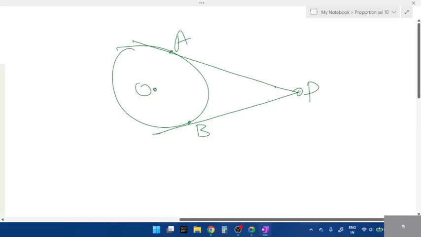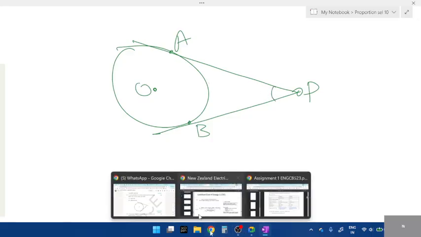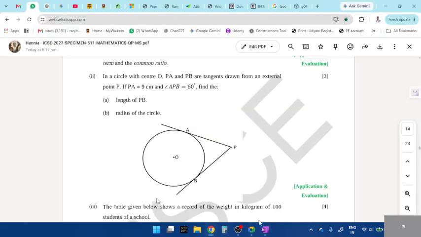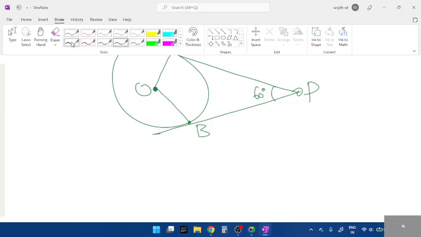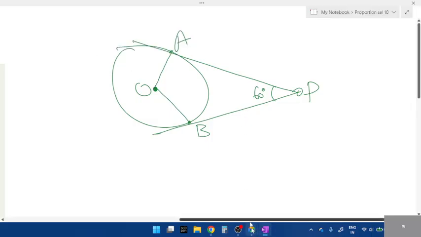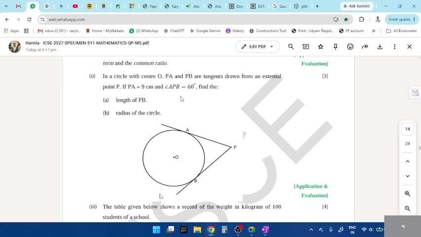Look at APB. How many degrees is this given? Sorry, 60 degrees. We need to find the radius. What do you mean by radius, students? If O is the center, I have to join this line, right? All of you will respond. Join the line. Okay. If AP is what they've given, if AP is 9, fine.